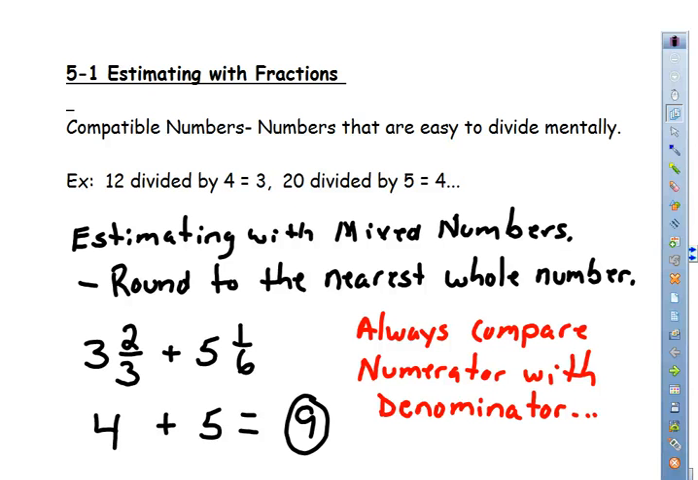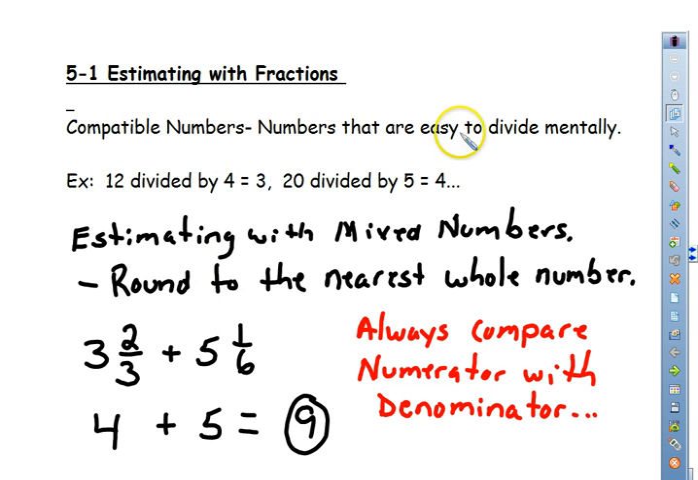Well, good afternoon. We are on a new chapter, chapter 5, estimating with fractions. What I want you to do is go ahead and hit pause and copy down this information. Well, the first thing they're talking about are compatible numbers.